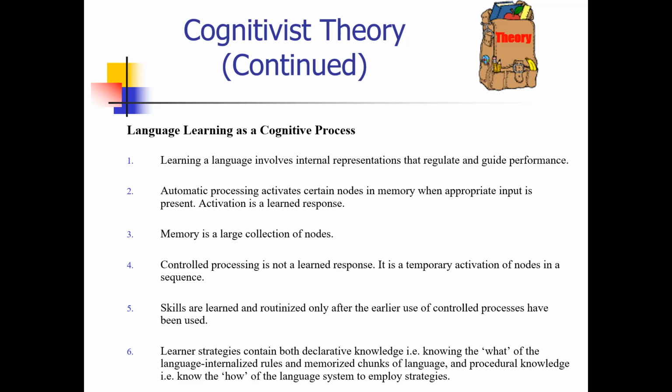The fifth, skills are learned and managed only after the earlier use of concepts. The sixth, learner structures contain both declarative knowledge, the words of the language, internalized, memorized chunks of language, and procedural knowledge, the flow of the language system, to employ strategies.